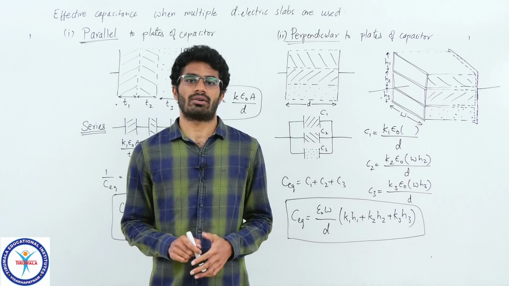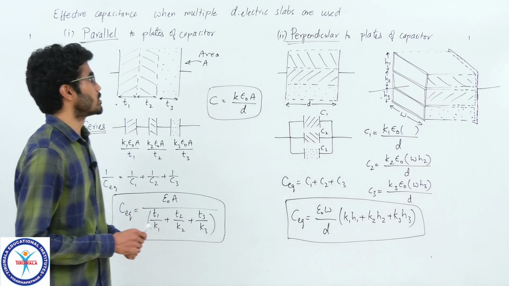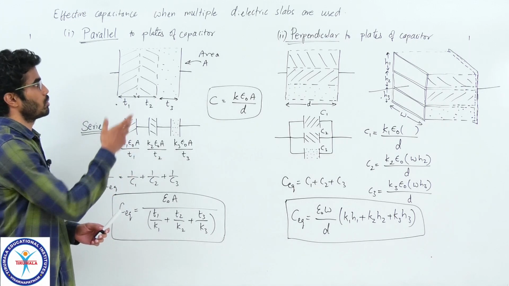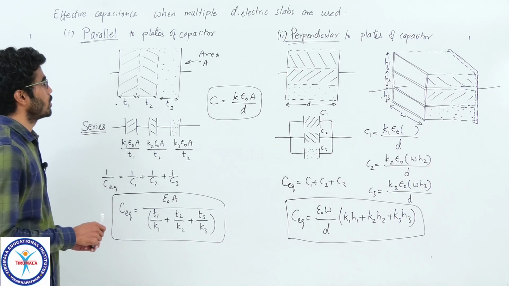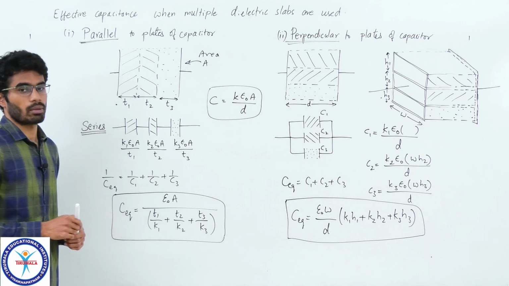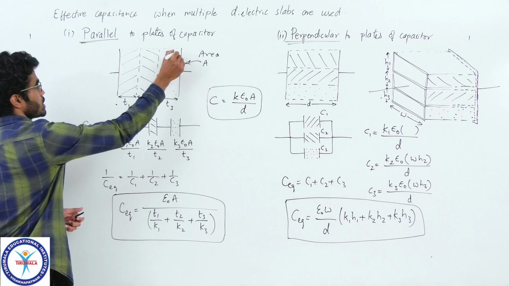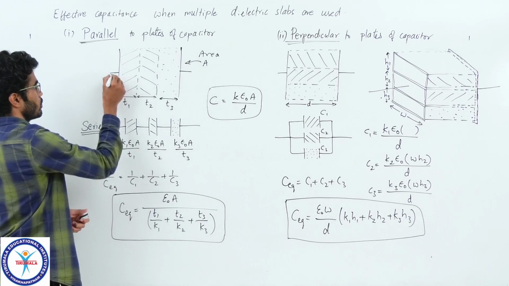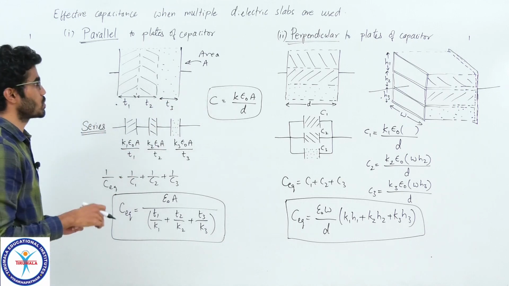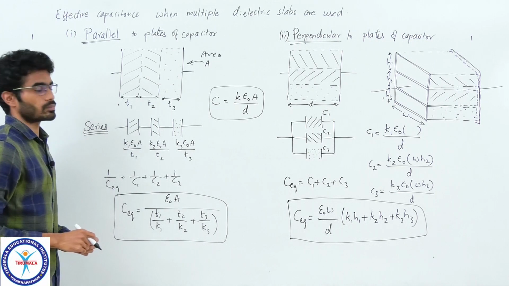Let us recall calculating effective capacitance when multiple slabs are used. There are two ways you can place the dielectric slabs. One, parallel to the plates of the capacitor. Identify the plates of the capacitor always. That's the first step. Here the capacitor plates are these vertical lines. These two short lines indicate that they connect the capacitor to the circuit. So these two are the plates of the capacitor.